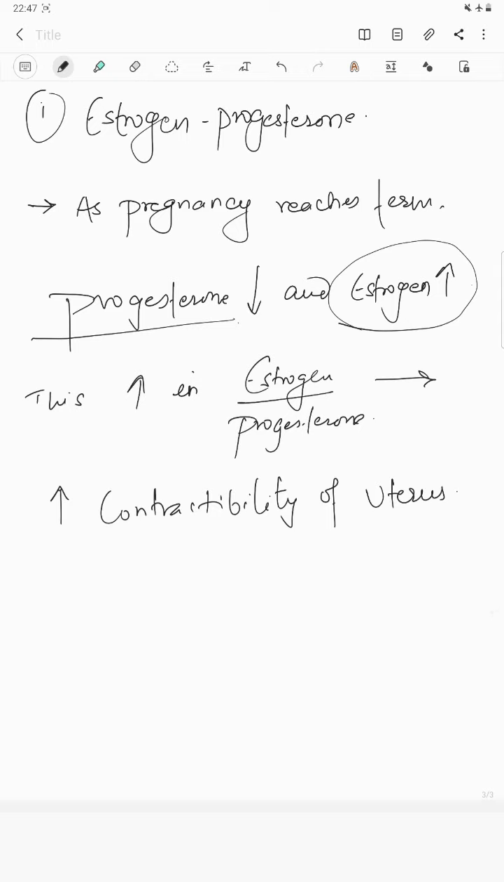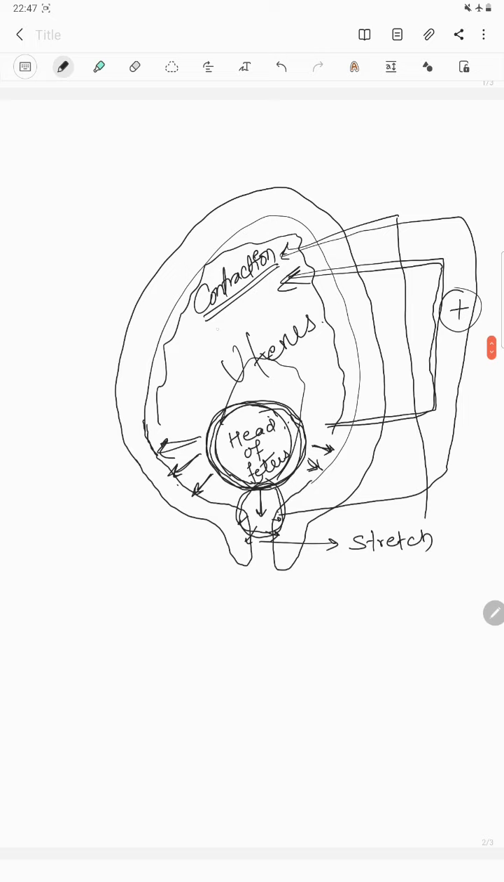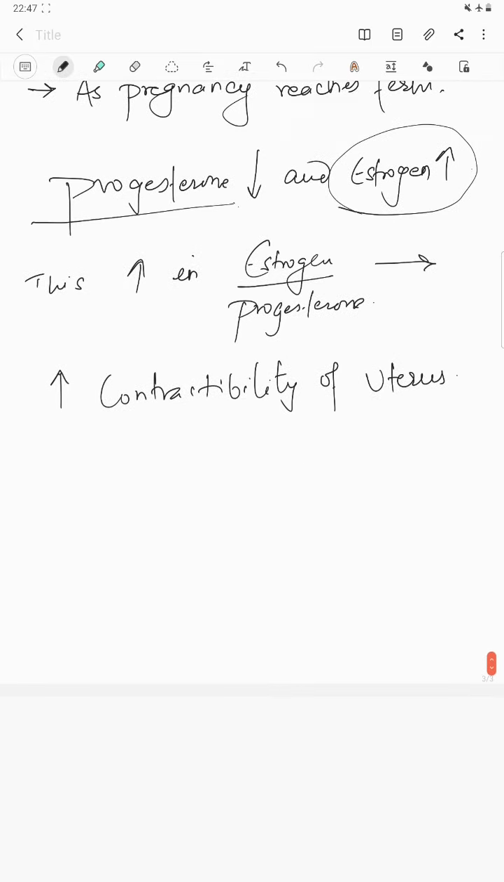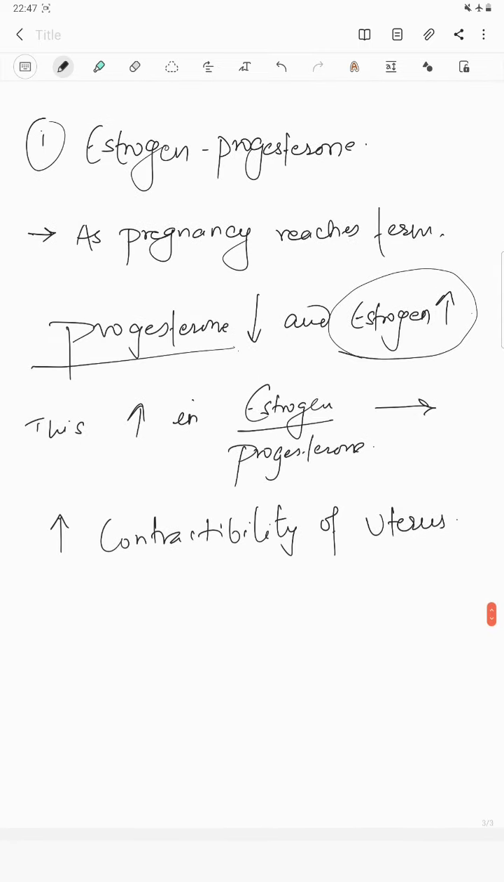And we know, as the uterus contracts, it will again push the baby down, and there will be a stretch. This stretch will again produce contraction, so it is going the same as before. So this is a hormonal factor. Now we have a second hormone, that is oxytocin, that plays a role in delivery or parturition.